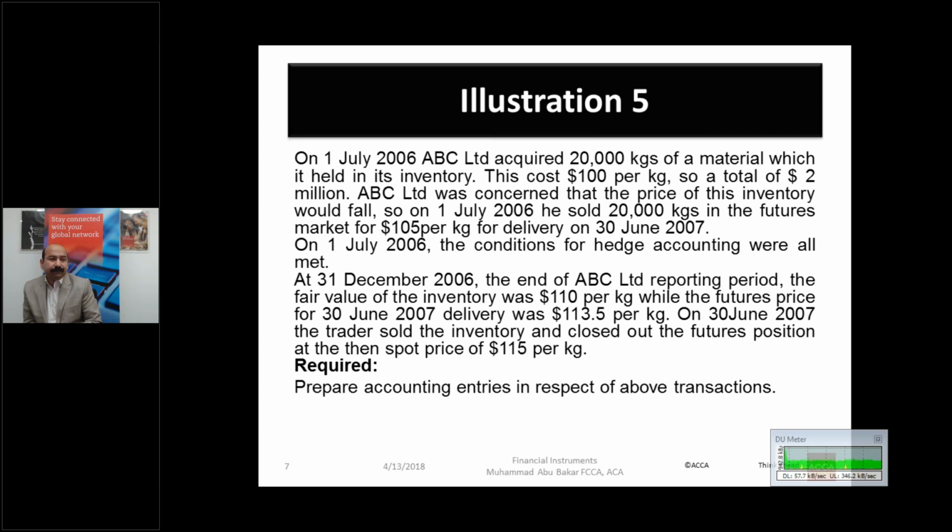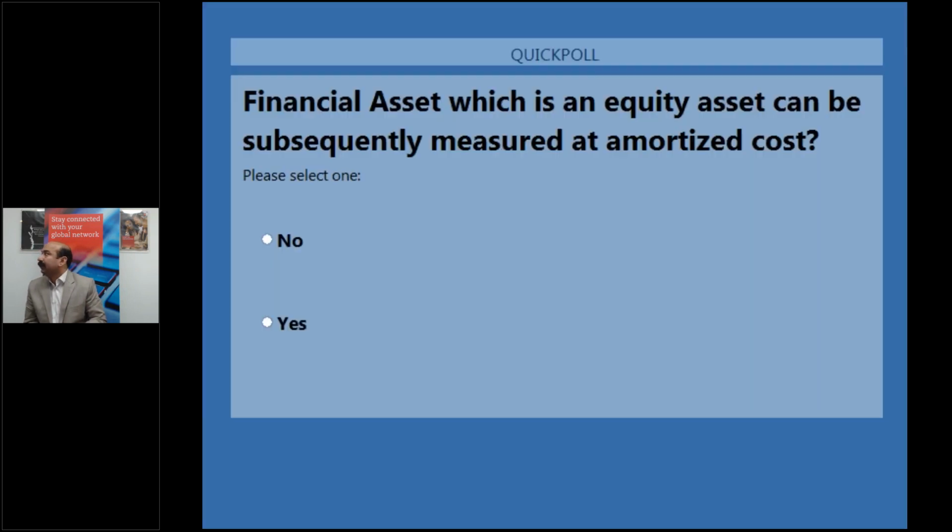Sir, our question statement goes like: financial asset, which is an equity asset, can be subsequently measured at amortized cost. Yes or no. It has been launched. Okay, write another pop-up question.